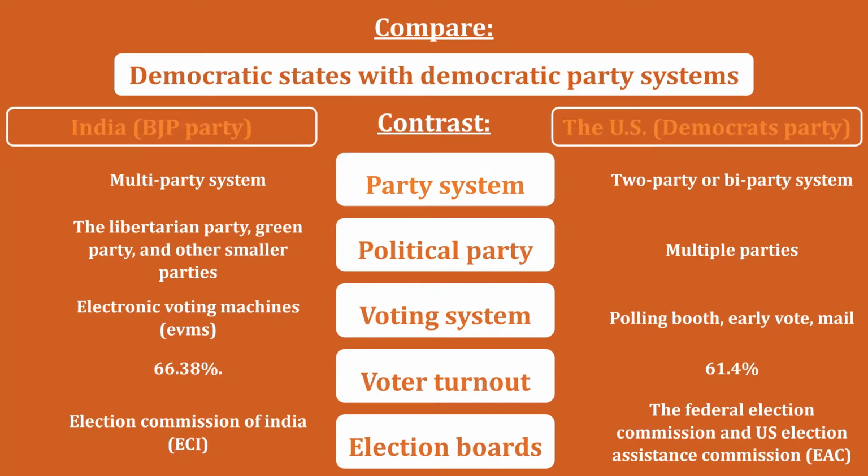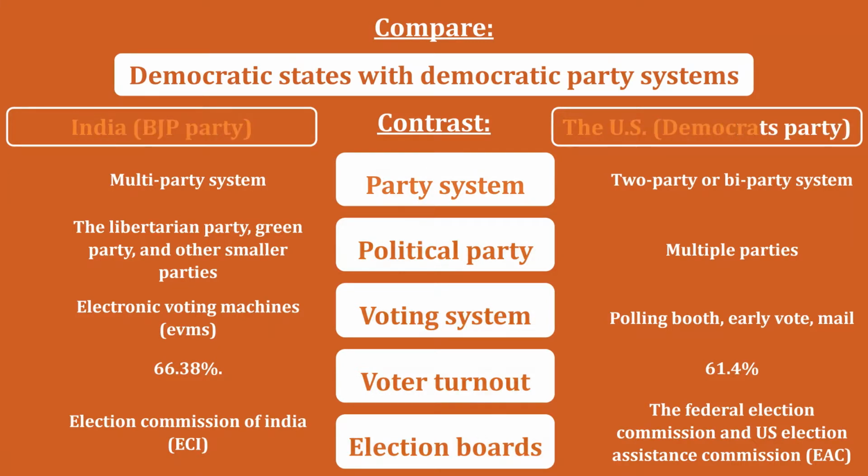There are 5 main areas that divide India and the US apart. So first is party systems, the second one is political party, third is voting system, fourth is voter turnout, and the last one is election.